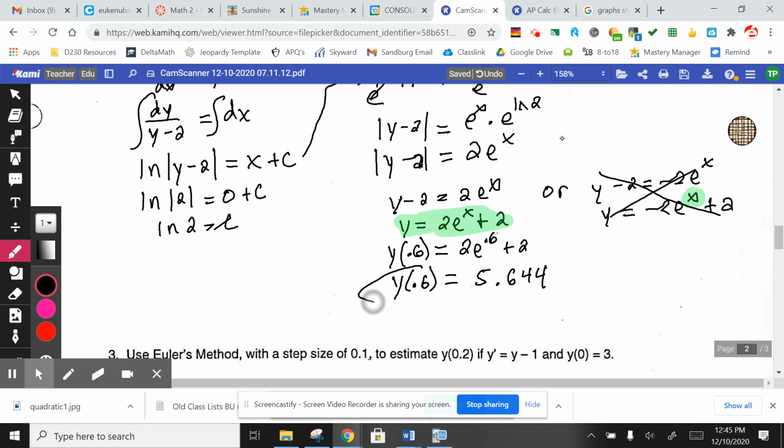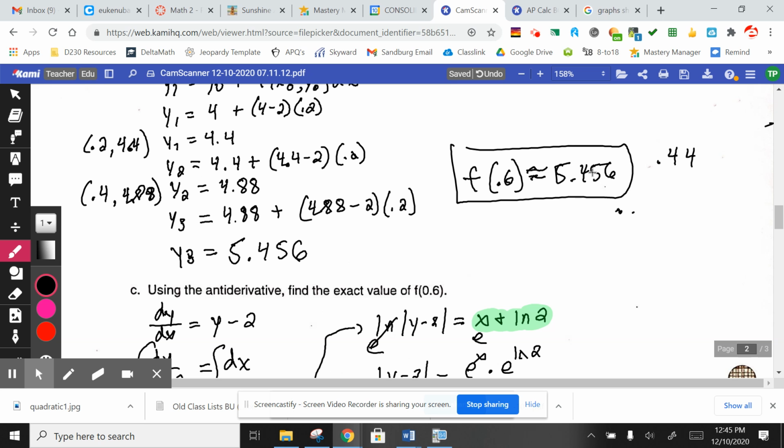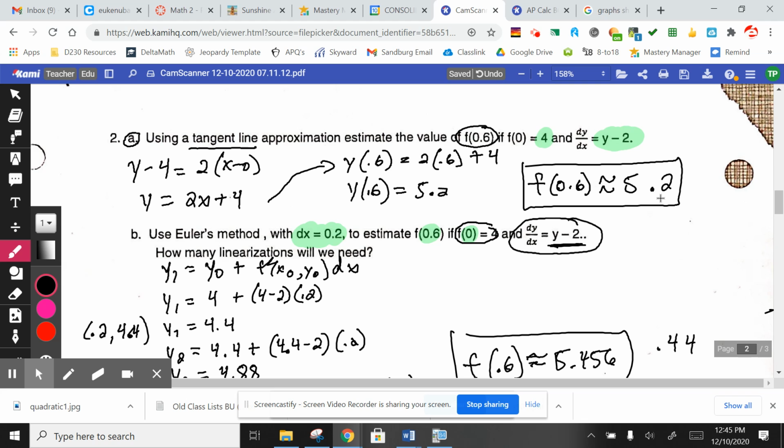So if this is the real value, which it is, when we go to look at these approximations, by staying closer to the curve, this one is a more accurate way to approximate this value than what we would have gotten up here with that 5.2. Okay?